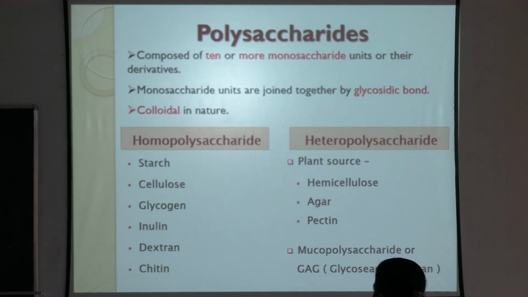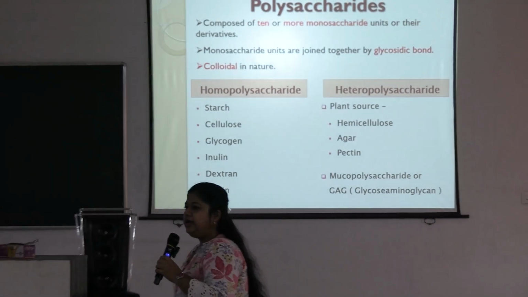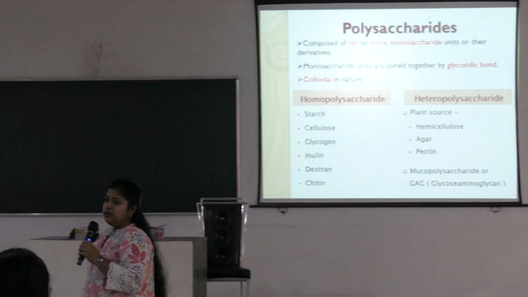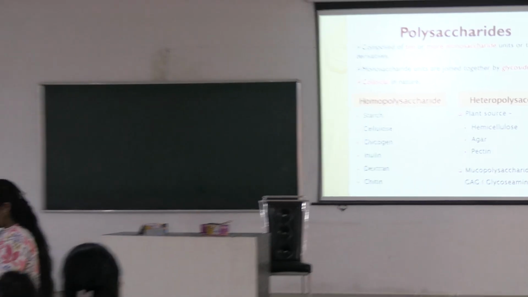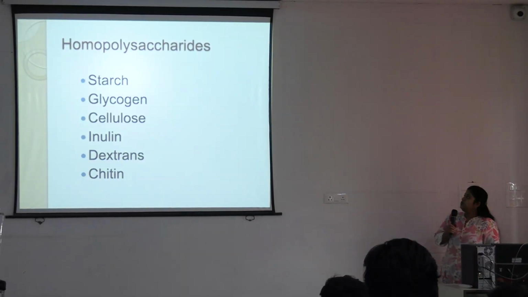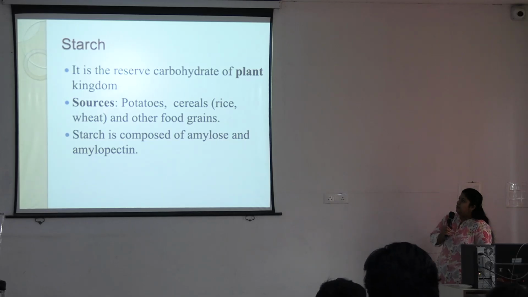Now coming to the heteropolysaccharides, they can also be divided into two groups, plant and animal origin. In plant origin, we have agar, agarose, gum, pectin, hemicellulose, all these things. And in animal origin, mucopolysaccharides or glycosaminoglycans. Now coming to individual homopolysaccharides, that is starch.